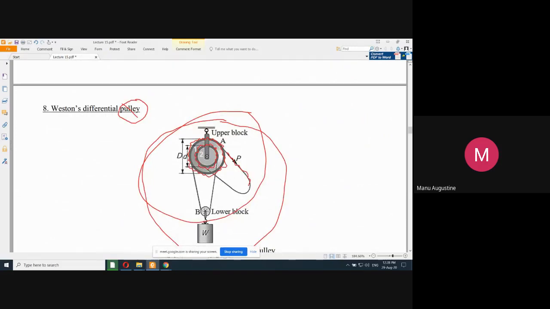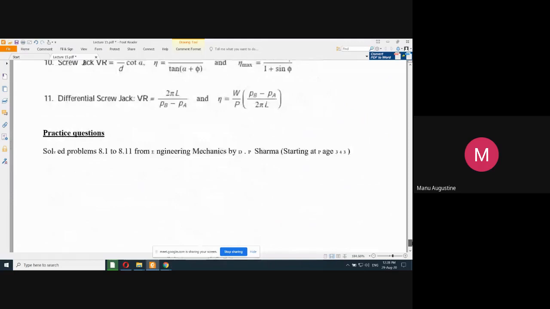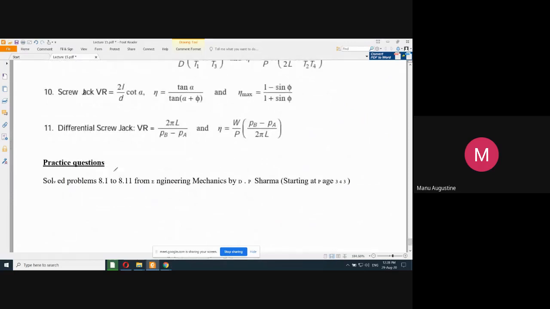And now I will tell you, or rather ask you to do some exercises on your own. At the end of this lesson, I have already given you practice questions, solved problems number 8.1 to 8.11 from Engineering Mechanics by D.P. Sharma. This textbook is already with you guys. You can start at page number 343 of the textbook. You will directly get to the set of these problems.